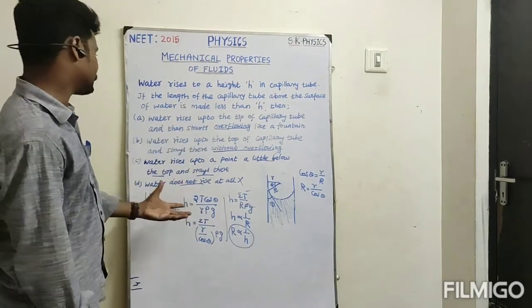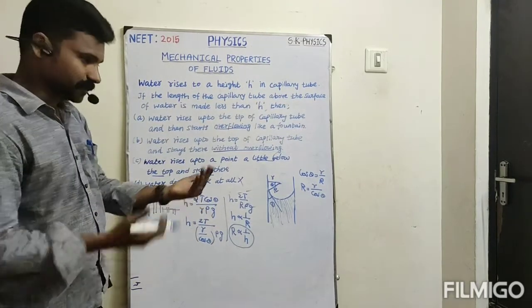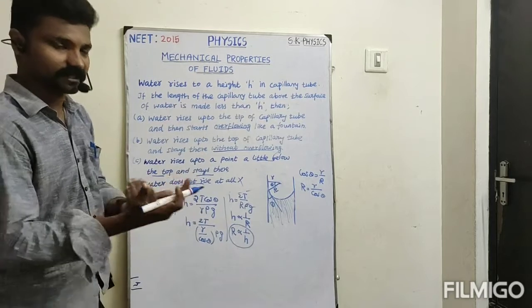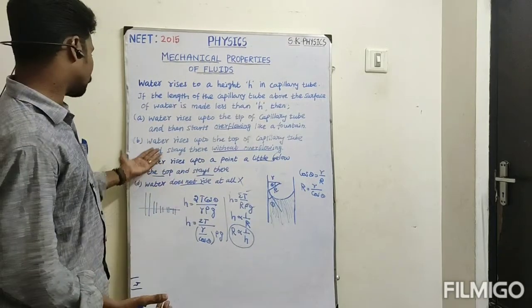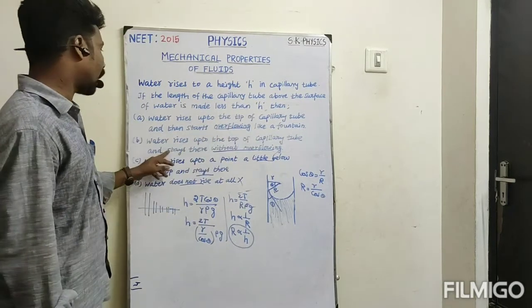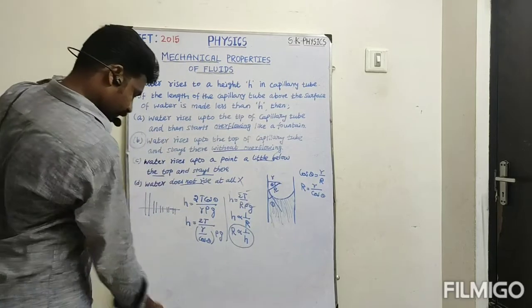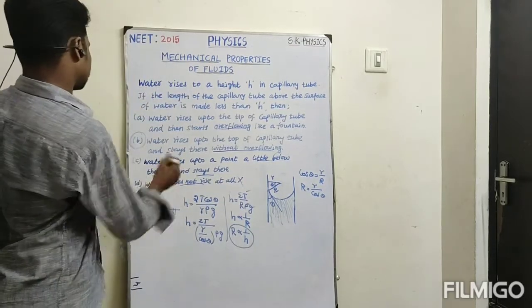So the meaning is, see that water will not flow, it will be adjusted with the height, it does not flow. So the correct option we can say is that the water rises up to the top of the capillary tube and stays there without overflowing. So option B is the correct answer.